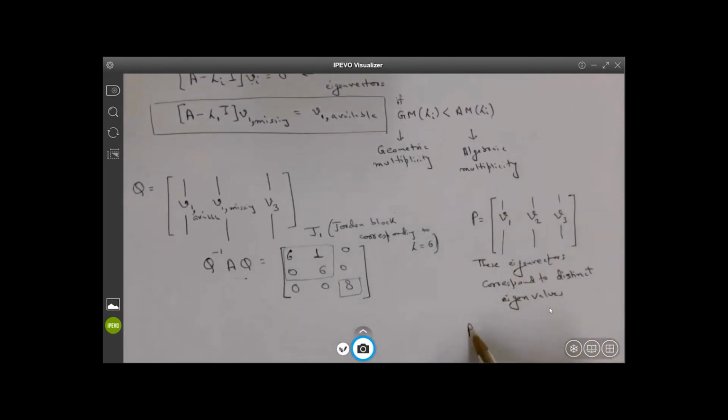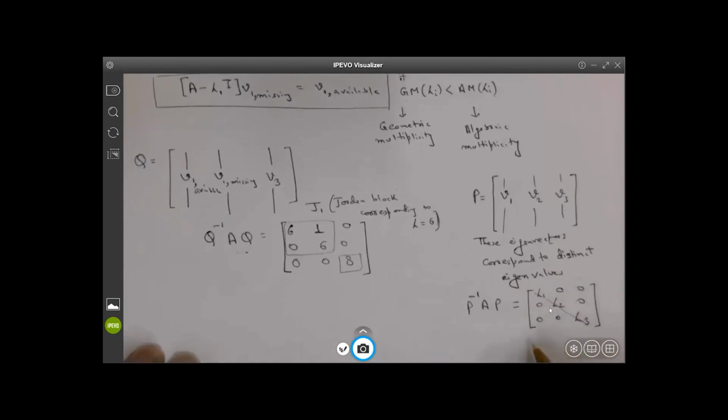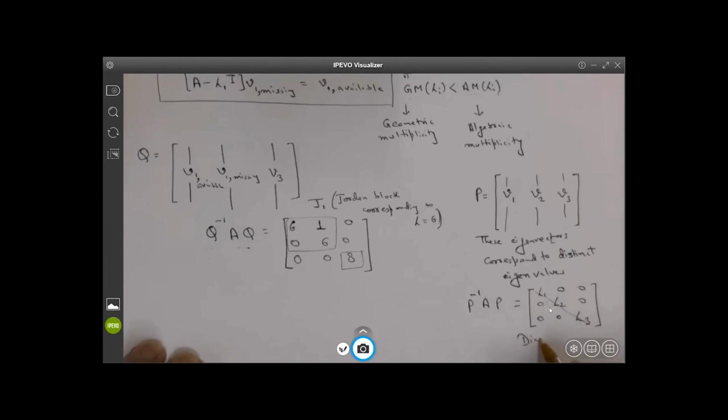And if I do the same operation just like I did previously, my matrix A will be different because it has got three different eigenvalues. So what I will get is a diagonal matrix lambda 1 0 0, 0 lambda 2 0, 0 0 lambda 3, where all the diagonal entries are your actual eigenvalues. So this is your diagonal matrix.